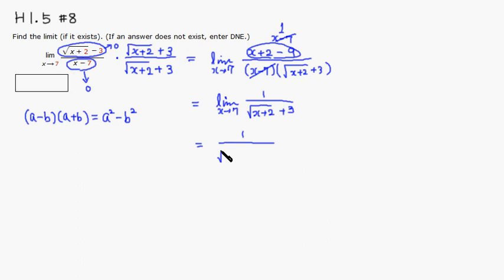So you're going to have 1 over the square root of, right, now x is going to 7, plus 2, plus 3. So you can see that it's going to be 1 over, right, the square root of 9, which is 3, plus 3, so it's going to be 6. Right, so the limit is 1/6. Right, that's it. I hope that this was clear.